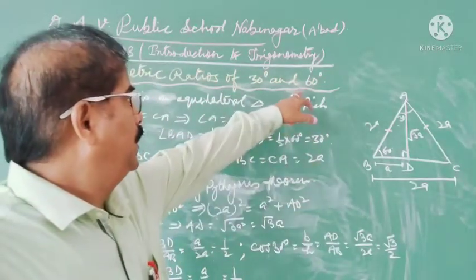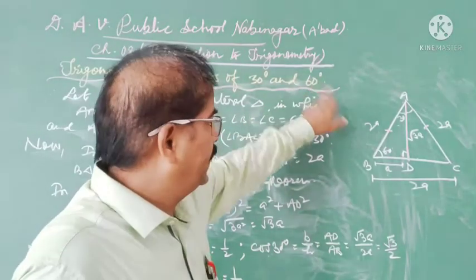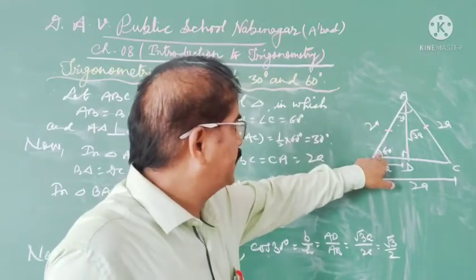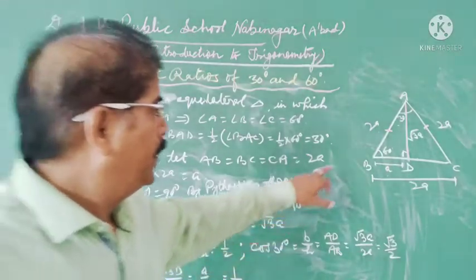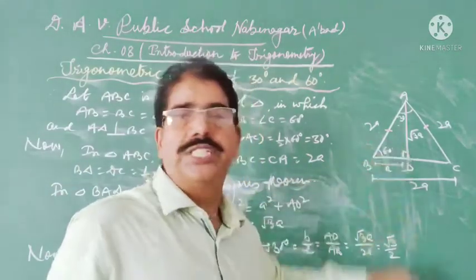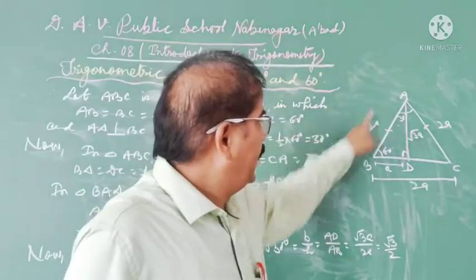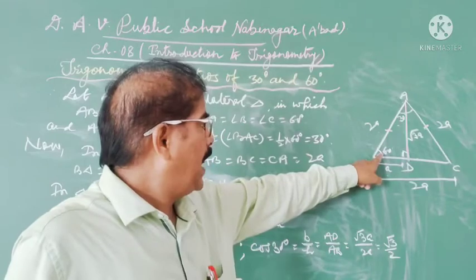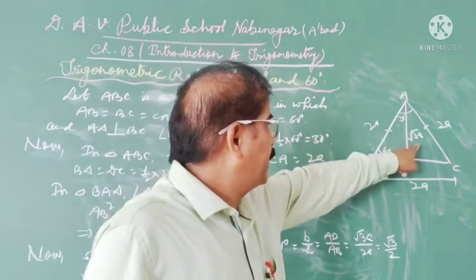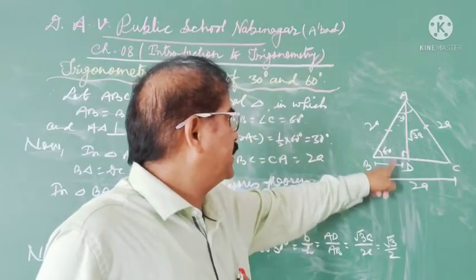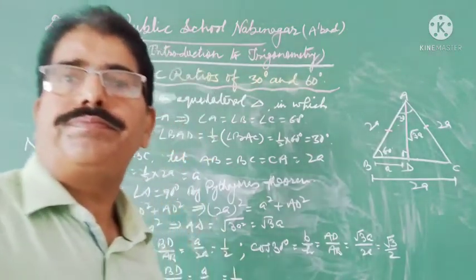Now in theta, that is angle B is 60 degree. Here B is 60 degree. Now you see, finding all T ratios with angle B, that is 60 degree. So in triangle ABD, angle B is 60 degree. So AD is perpendicular, BD is base, and AB is hypotenuse.